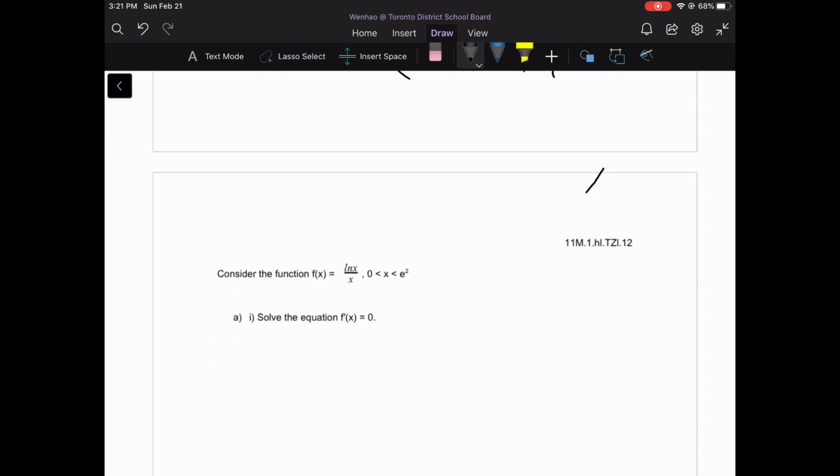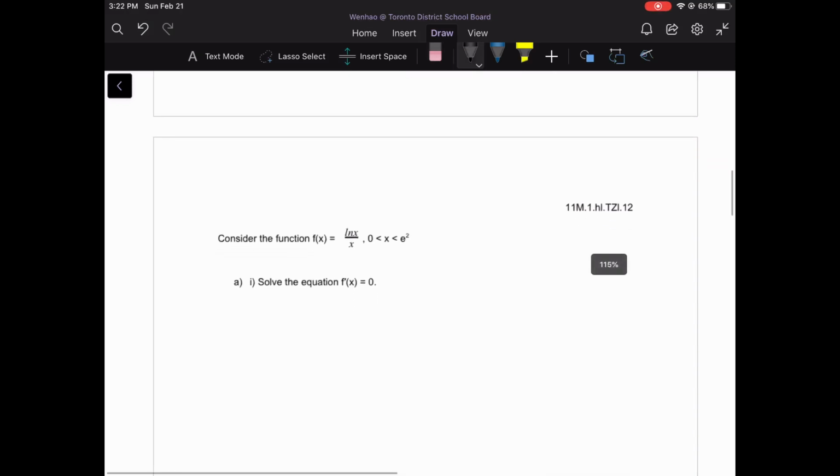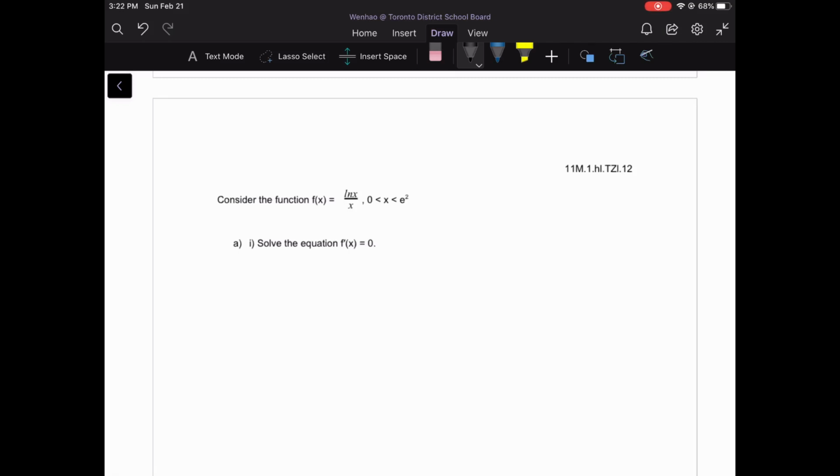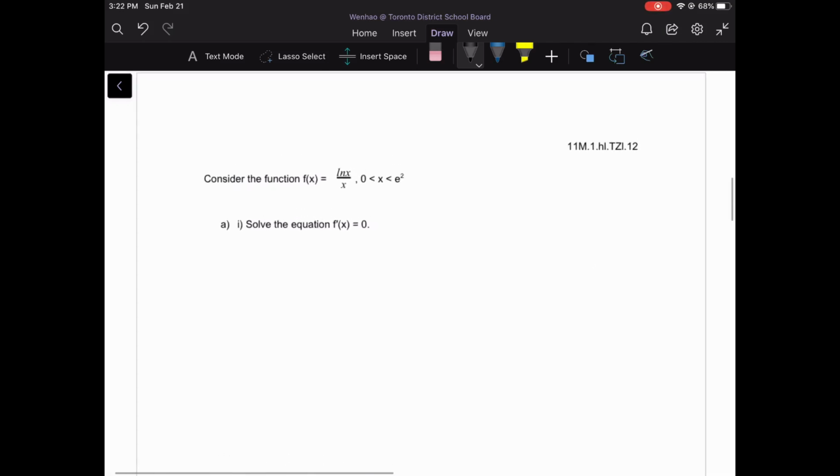Alright. Second question. This one has an IB past paper code. And it's on paper 1, no calculators allowed. Alright, consider the function f of x is equal to ln x over x, and the domain is from 0 to e squared. 1. Solve the equation f prime of x is equal to 0.